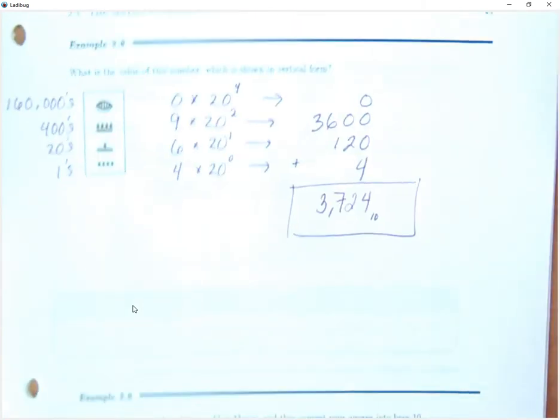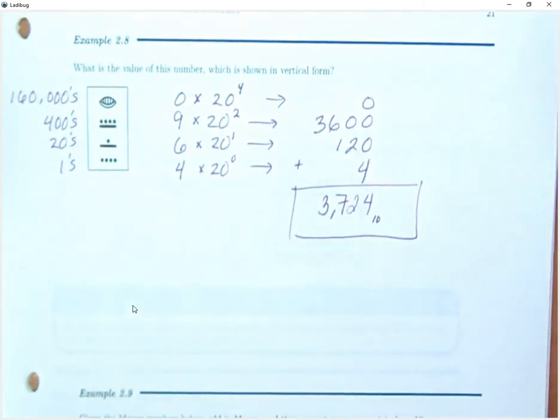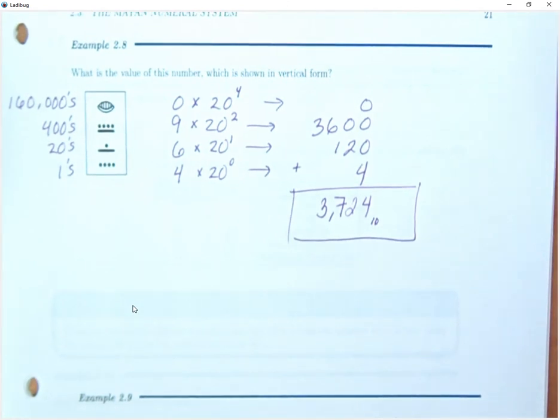So that is example 2.7 that you would do for classwork. And the other one is example 2.8. You get 3,724. So now we're going to look at adding, but I'm going to make a separate video for that.